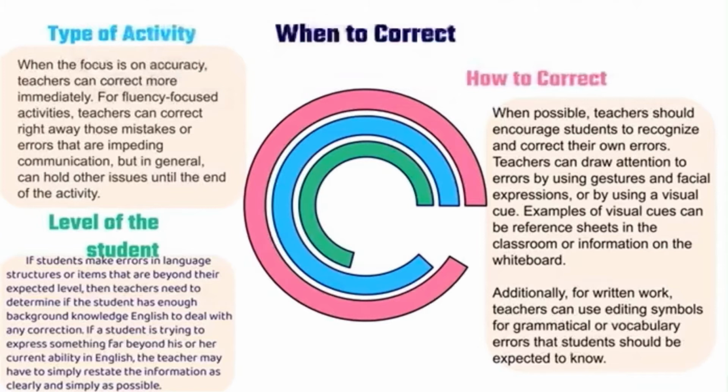Next, how to correct. When possible, teachers should encourage students to recognize and correct their own errors. Teachers can draw attention to errors by using gestures, facial expressions, or by using visual cues. Examples of visual cues can be reference sheets in the classroom or information on the whiteboard. Additionally, for written work, teachers can use editing symbols for grammatical and vocabulary errors that students should be expected to know.